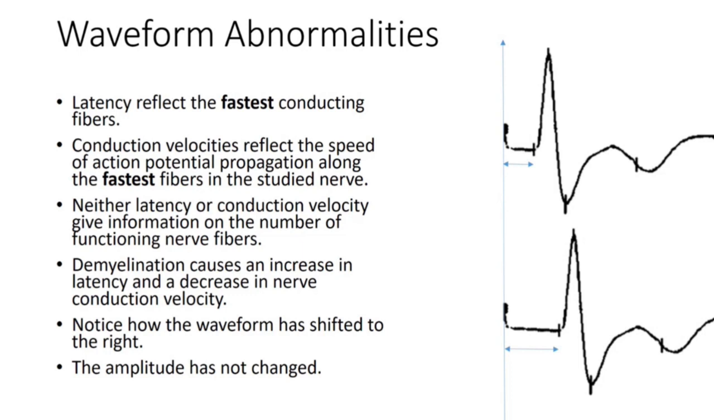Now, importantly, conduction velocity and latency don't tell us anything about the number of fibers that are working. Theoretically, you have two fibers versus 100 fibers. It doesn't matter, because we're just looking at the fastest fibers and the propagation of their action potential, and it does not reflect how many fibers there are. It only reflects how quickly the signal is being passed along the intact fibers. So latency and conduction velocity have to do with how fast the signal is being passed along, not how many fibers are working in the nerve. So you have increased latency, same amplitude. That's what we're looking at when it comes to conduction velocity.